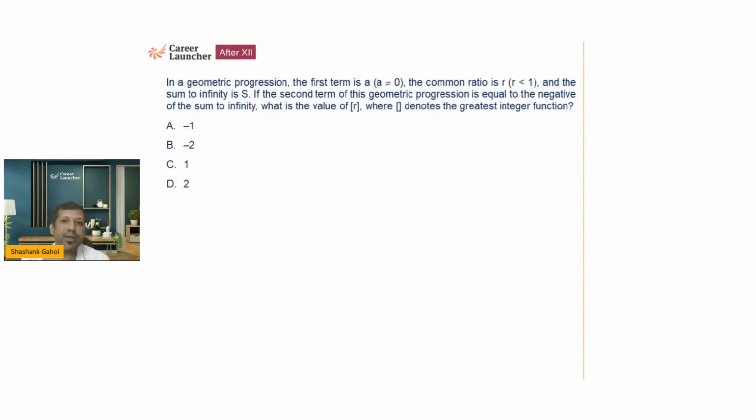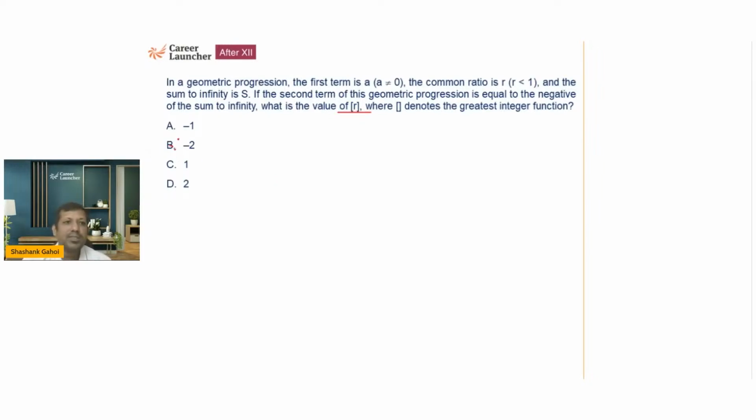Now let's look at this one. In a geometric progression, the first term is A. The common ratio R is less than 1. Okay. And the sum to infinity is S. Okay. If the second term of this geometric progression is equal to the negative of the sum to infinity. Okay. Now the question is asking what is the value of the greatest integer function of R.